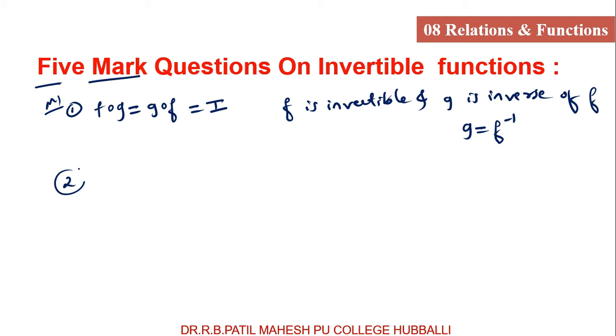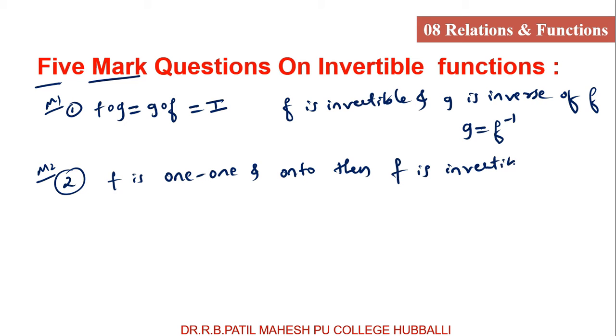Method number 2, the same invertible function. Suppose f is 1-1 and onto, then the function is called an invertible function. Hope you are understanding method number 1, method number 2. The method number 2 is very simple. This method 2 is very simple to solve the questions on invertible functions.